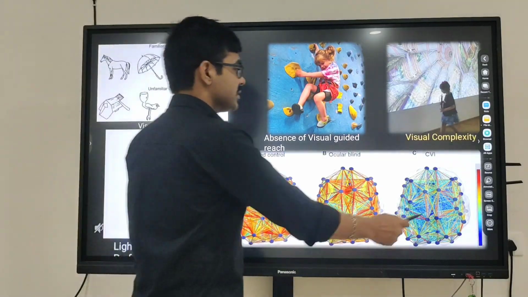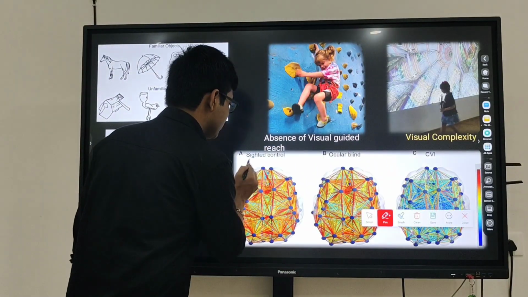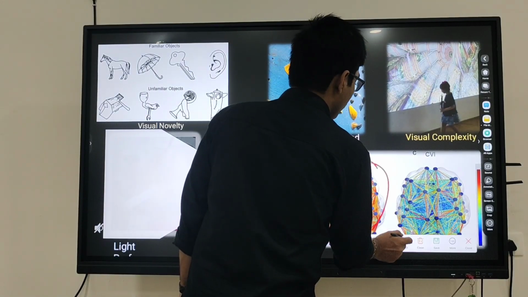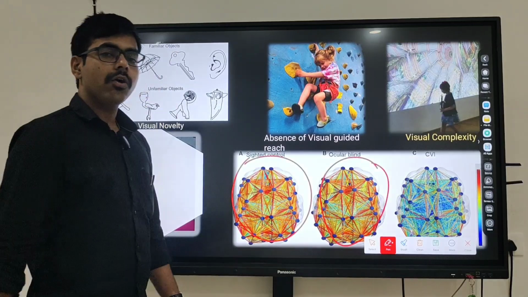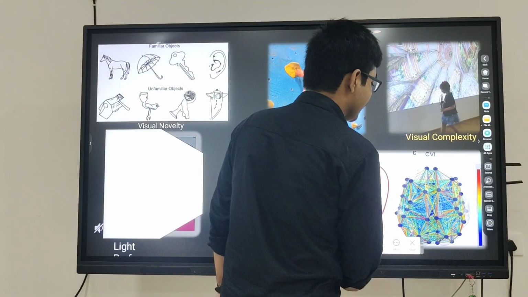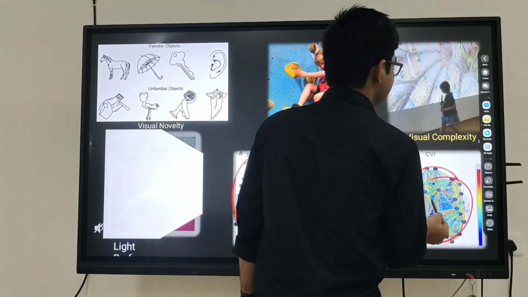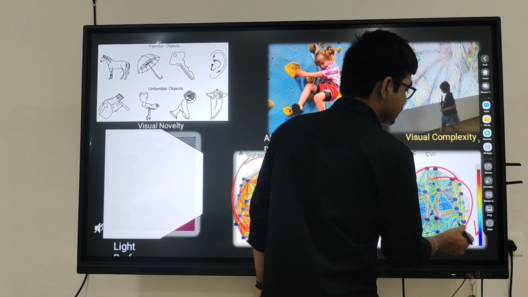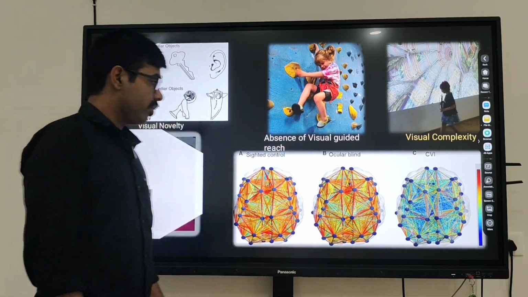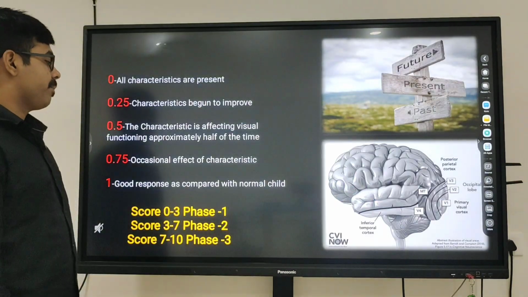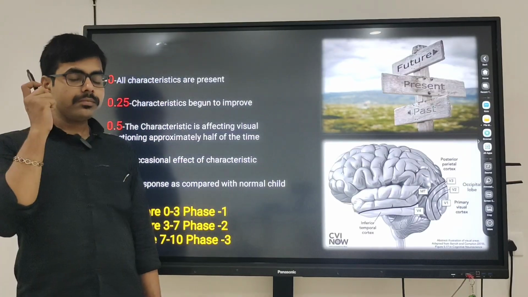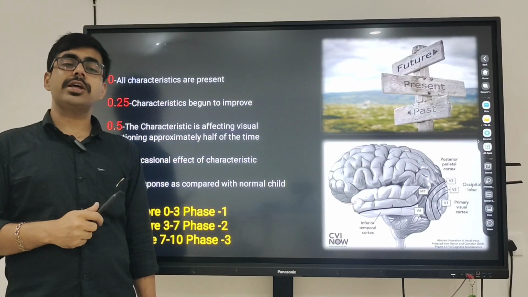Next, we can see in this graph that in the case of sighted control and ocular blindness, there are no changes in the overall cerebral part. But here in this case, you can see cerebral visual impairment. The density is less among all the neurons. That is what we are representing as cerebral visual impairment. Now we understand how we can identify children with cerebral visual impairment.